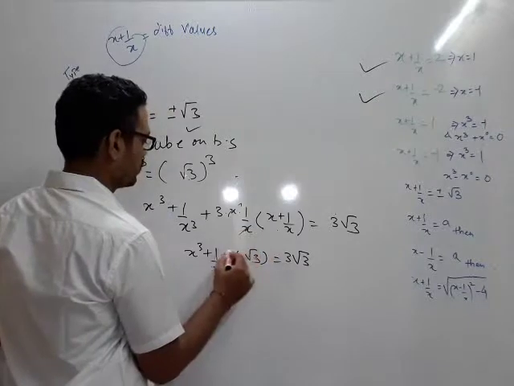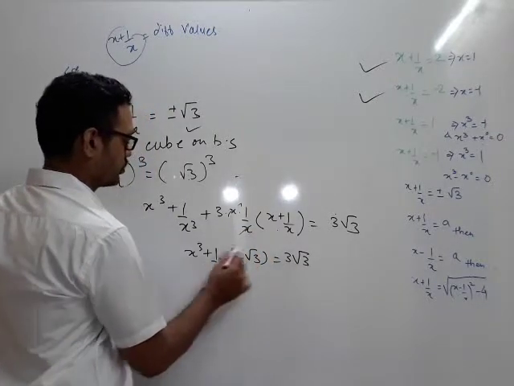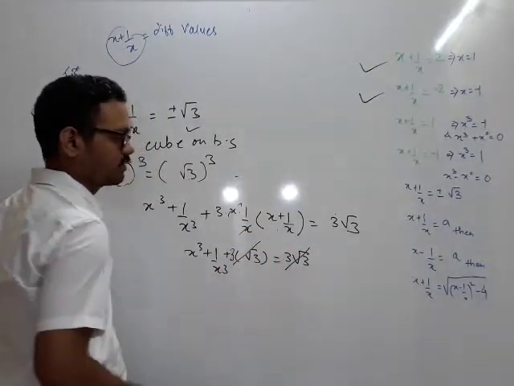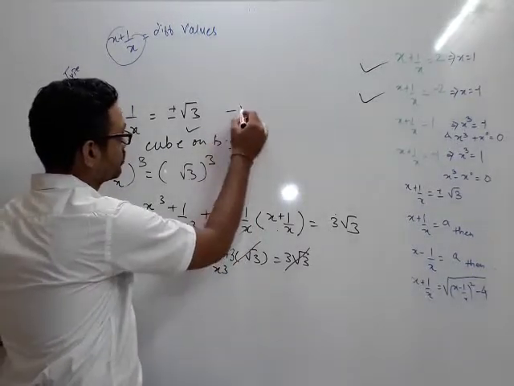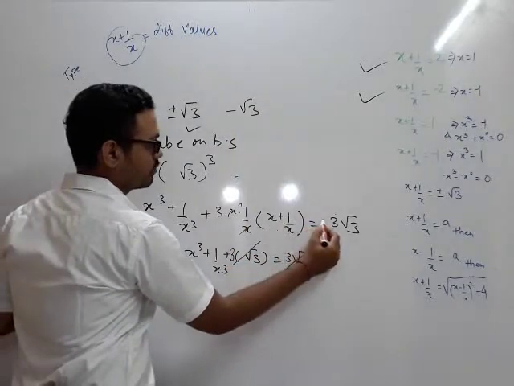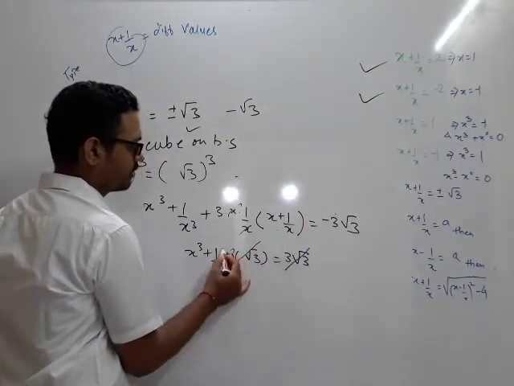The 3 is outside, so 3 root 3 and 3 root 3 get cancelled. And supposedly, if it is given as minus root 3, then it will be minus of root 3, and this value will also be minus of root 3.